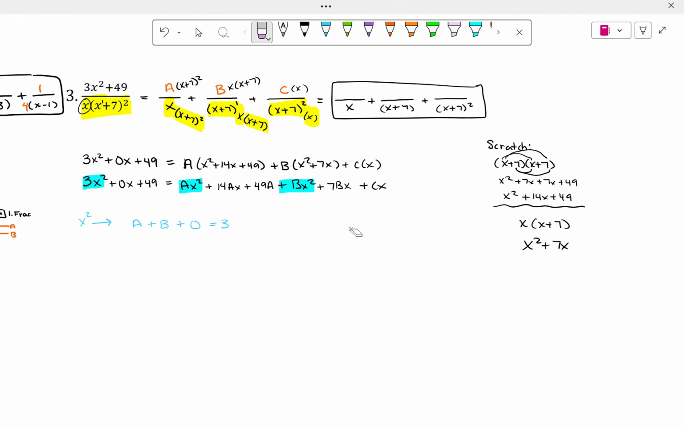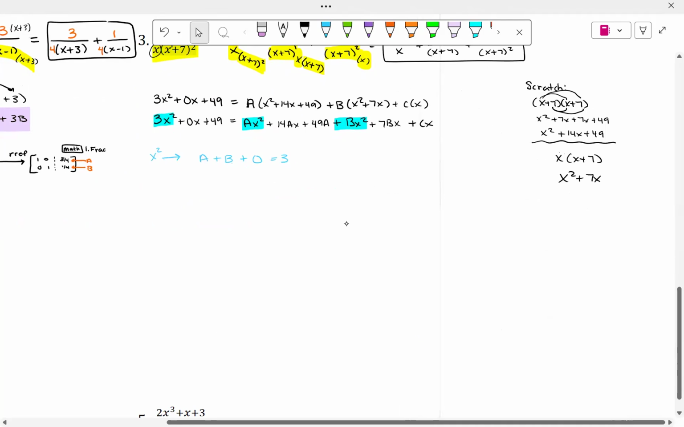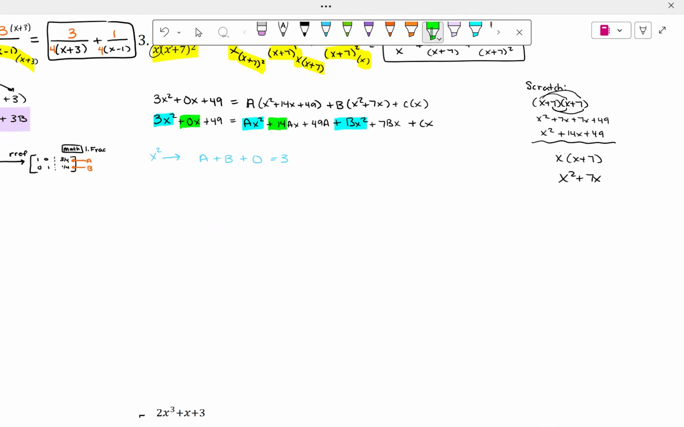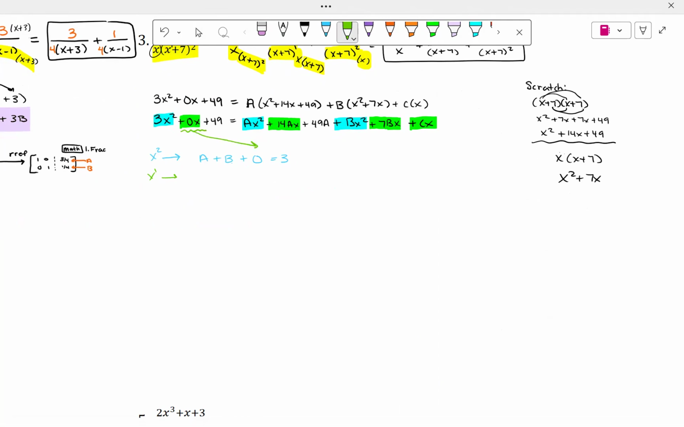All right, next I have an x column that I need to write. The x column would have 0x. There's something that has x in it, 14ax. And there's something that has x in it, 7bx. Oh, and cx, lots of x's. Okay, so my x to the first power row is going to have this 0x as a 0 on the right-hand side of the equal sign. And then on the left-hand side of the equal sign, I'm going to have my 14a plus 7b plus c.